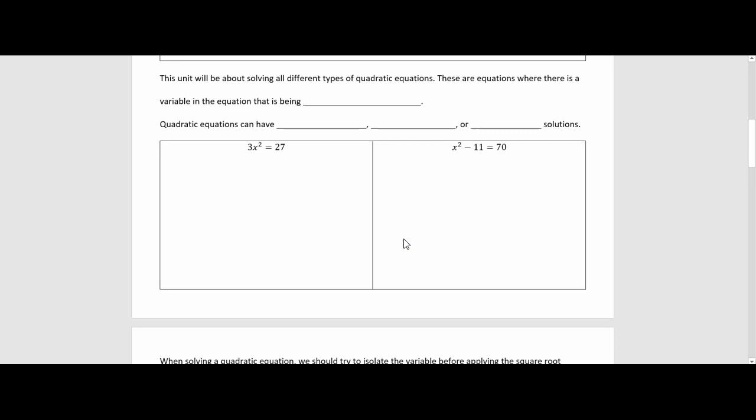This unit will be solving all different types of quadratic equations. These are equations where there is a variable in the equation that is being squared. Right? A 2 in the exponent means we are squaring the base. Quadratic equations can have 0, 1, or 2 solutions.